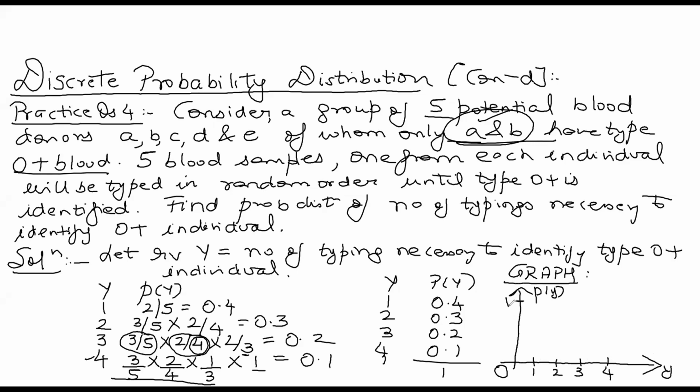Okay. So I have to plot these values now. So 0.4 will be somewhere, this is 0.5. So 0.4 will be somewhere here. 0.3 will be somewhere here. 0.2 and 0.1. So this is my probability mass function of y. Okay, 0.4, 0.3, 0.2, and 0.1.